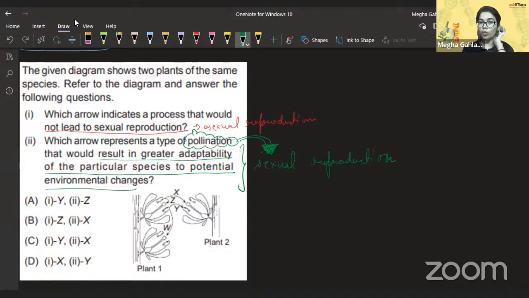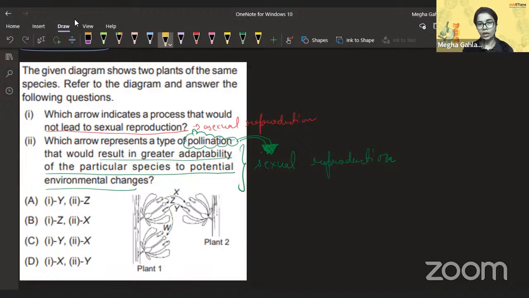So your keyword here is pollination. That indicates that this entire complicated sentence you're learning is basically about sexual reproduction. Now, how exactly is this sentence related to sexual reproduction? That is what I'm going to explain to you. So we have, first of all, a particular species achieving greater adaptability to potential environmental changes.